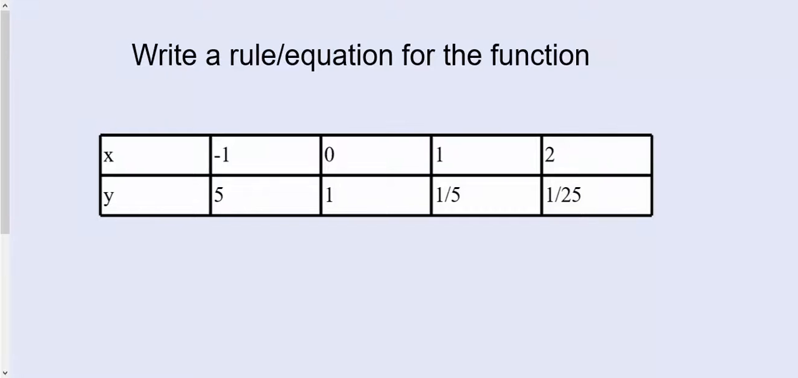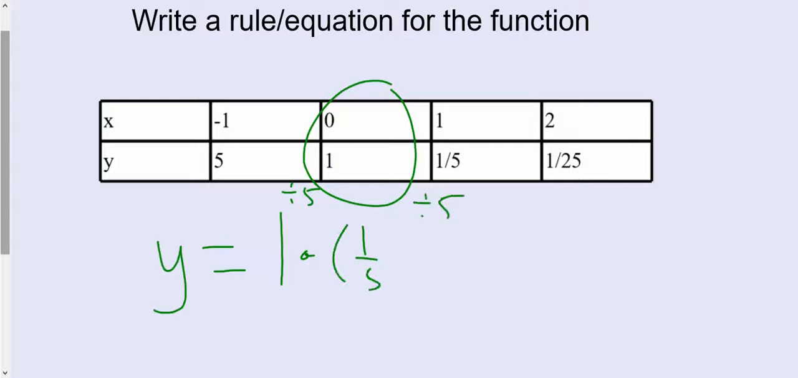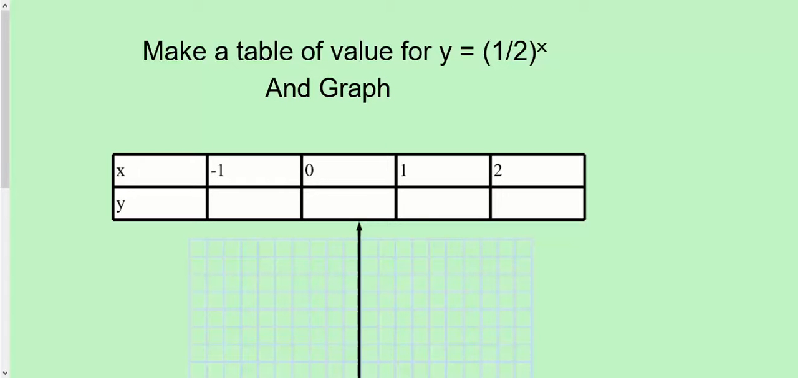So write a rule for this function. So we're going to take a look at our start value right here. That's our starting value, which is 1. And then what's happening is it's dividing by 5, which is the same as multiplying by 1/5. So you're going to put 1/5 there to the power of x. You won't ever use a division sign here in your equation. You always use multiplying.